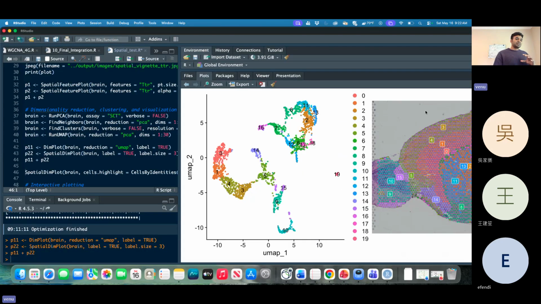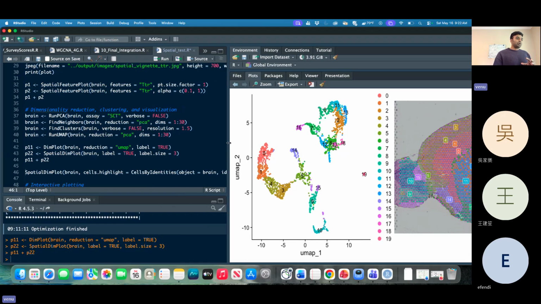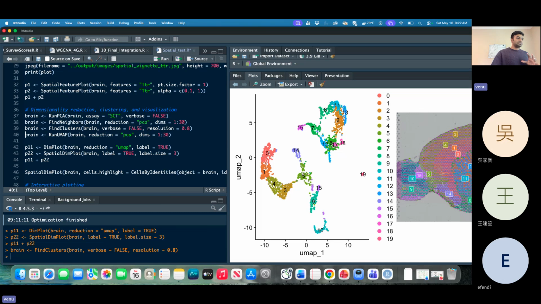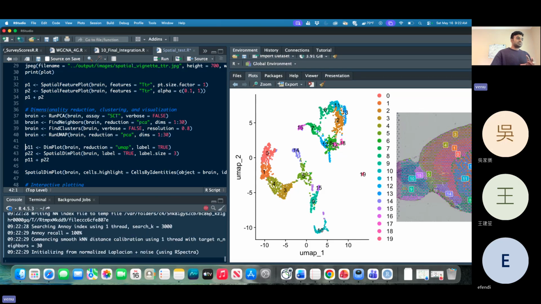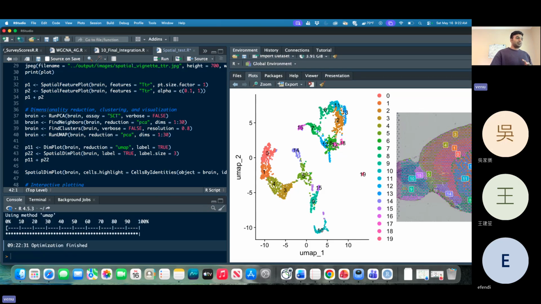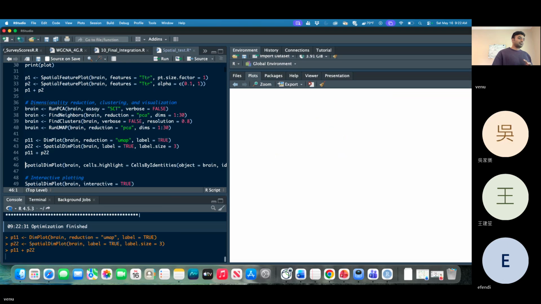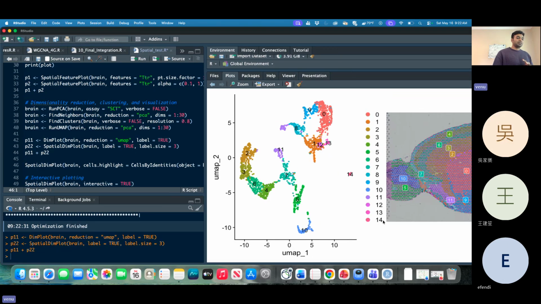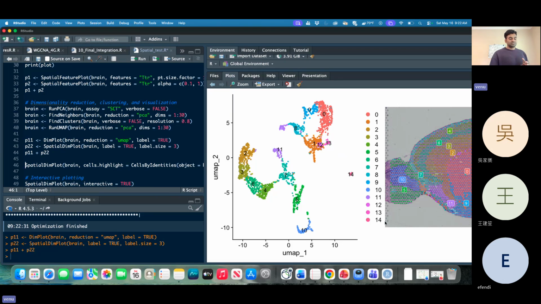So initially it is considered as 1, and now it is considered as 19 because I have given 1.5. Let's go back to 0.8. 0.8 is optimum that is used by the Seurat package. So this parameter we always keep. You can see it now came to 14, like 0 to 14, that is 15 clusters.